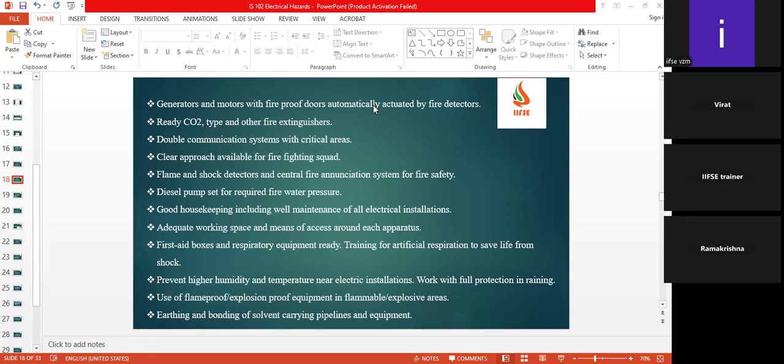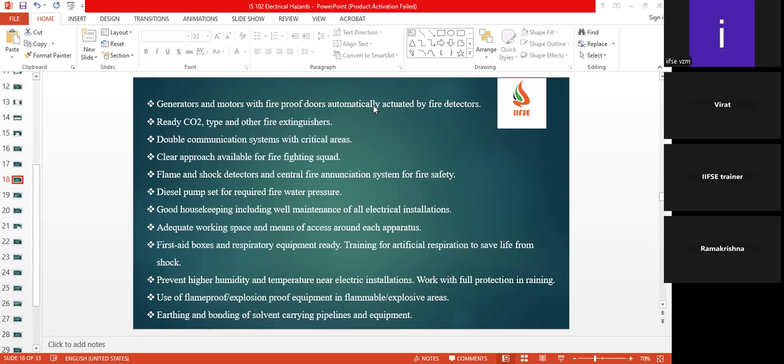And flame and smoke detectors and a central fire annunciation system for fire safety. It is nothing but a detection and control system. A diesel pump set for the required fire water pressure. In case of any fire accident, the supply will definitely be cut off, so the diesel pump should be in active state and good working condition so that it can help us pressurize our fire hydrant systems.